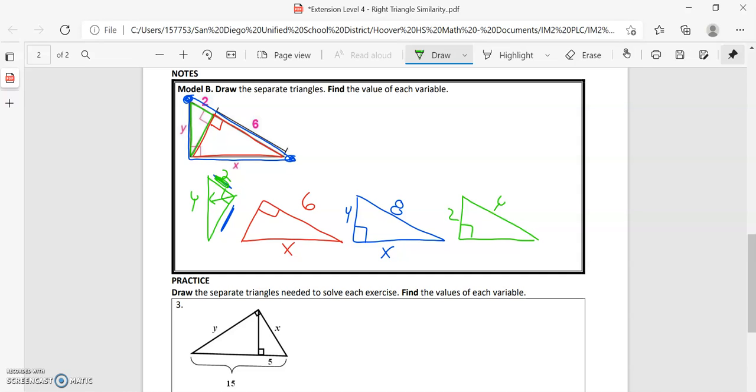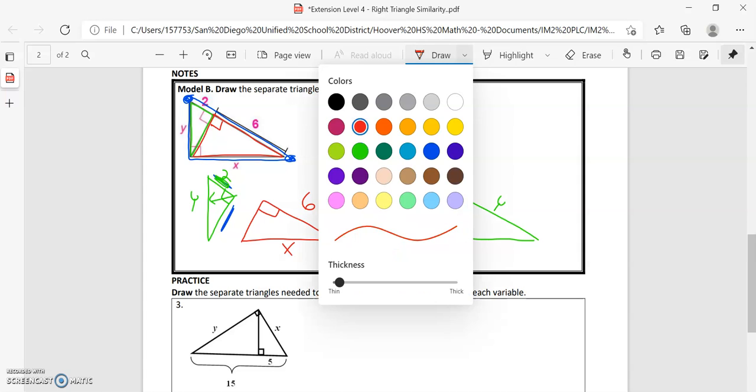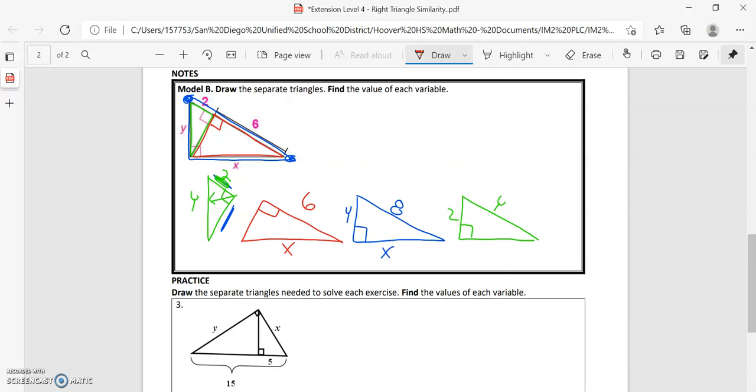And then we're going to rewrite our red. Let's write red above here. Now these are obviously not to scale. So once again, opposite my right angle is x. So that's x here. And then we can tell our long side is 6. So our 6 goes there.